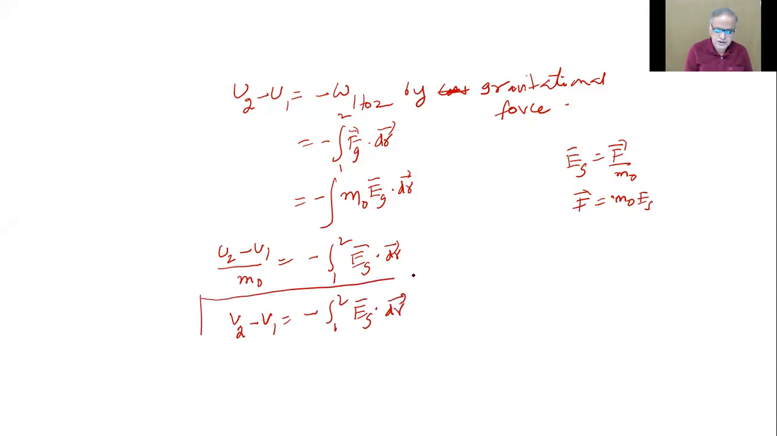This is the most basic definition for potential difference. If potential energy is the total work for the m naught, it is work per unit mass. This is the differential form. This is the integral form.